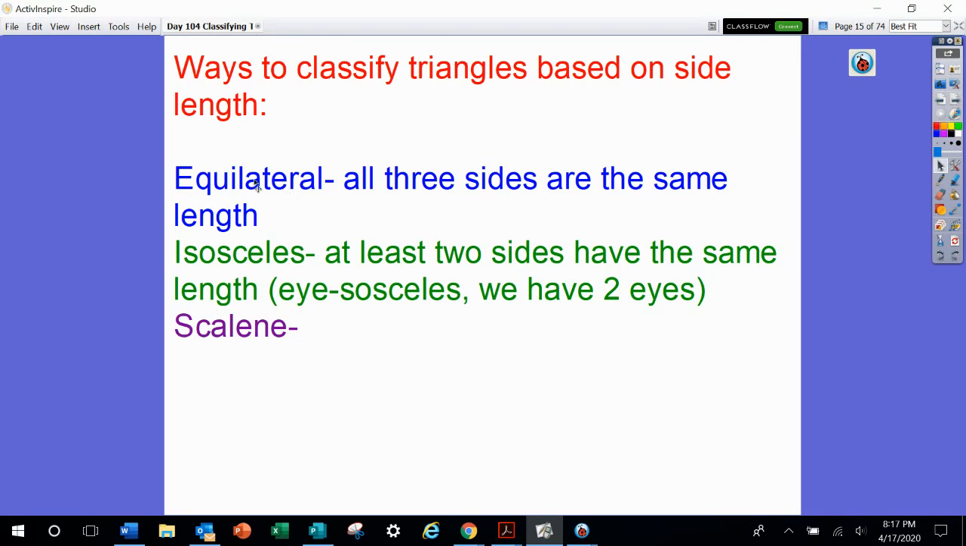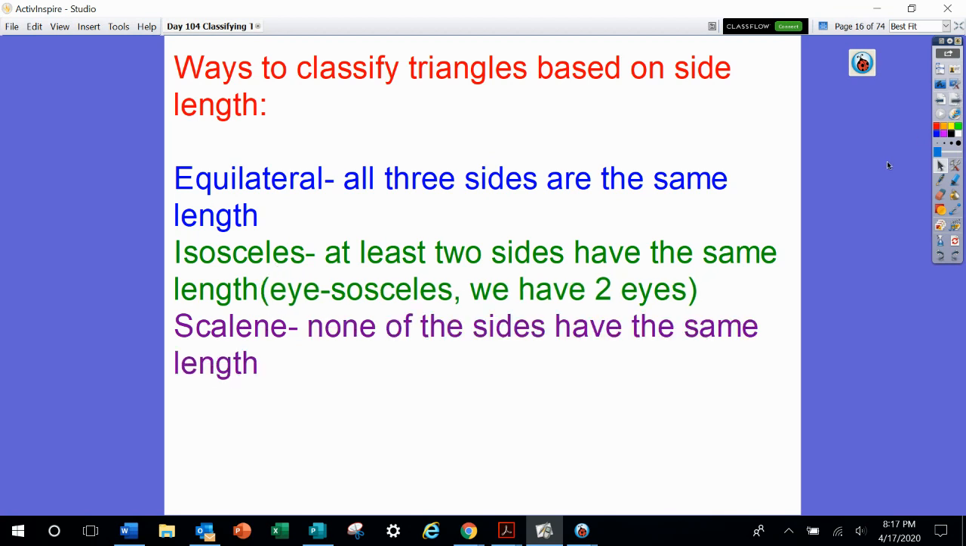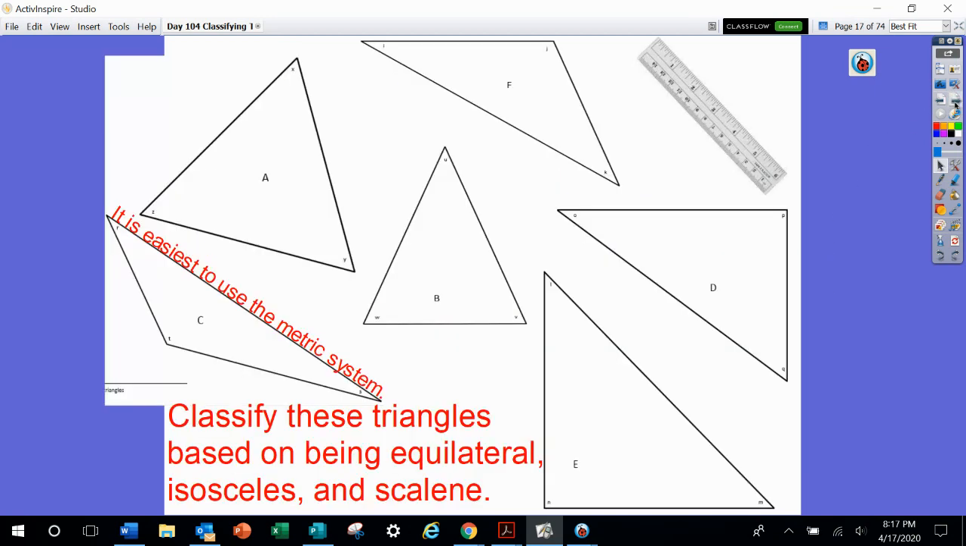So we have equilateral, all three side lengths are equal. Isosceles, eyes, I have two eyes. There are two side lengths that are equal. And then scalene, none of the sides have the same length. Again, it looks like it's leaning to one direction. None of the sides have the same length.